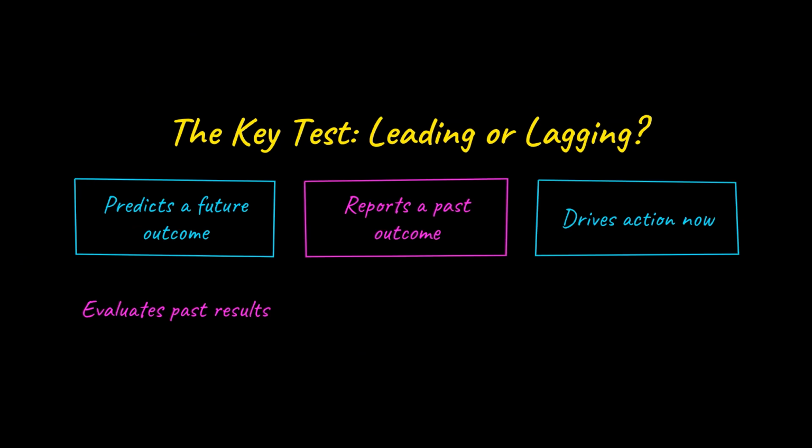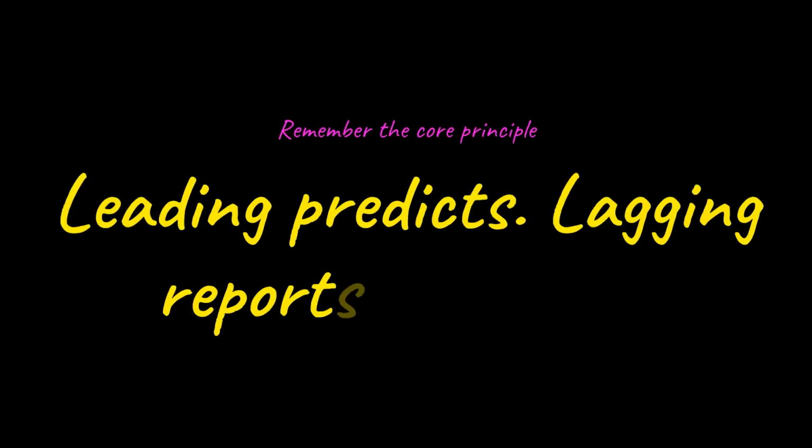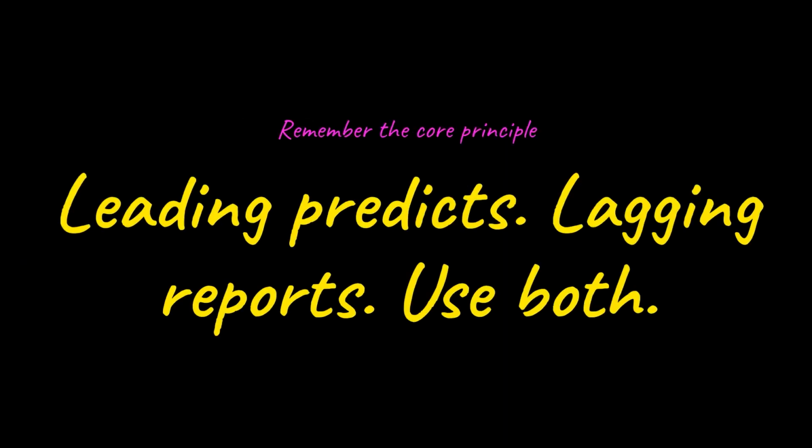A readmission rate reported with a 1-month delay is still lagging because it describes a past event. An appointment no-show rate is leading if it predicts a future revenue shortfall. A mature performance dashboard always includes both types. Leading indicators allow proactive intervention before outcomes deteriorate. Lagging indicators confirm whether that intervention produced the desired result. Neither alone is sufficient. Together, they close the loop.